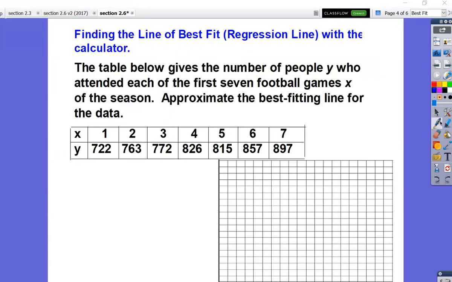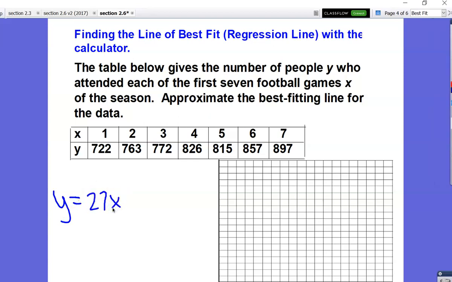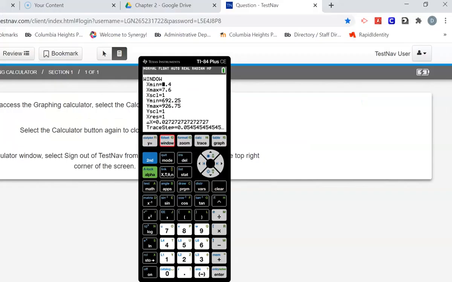It says approximate the best fitting line for the data. You can write down exactly the values that your calculator gave you. And then to see the graph on the calculator, all you have to do is hit the graph button.